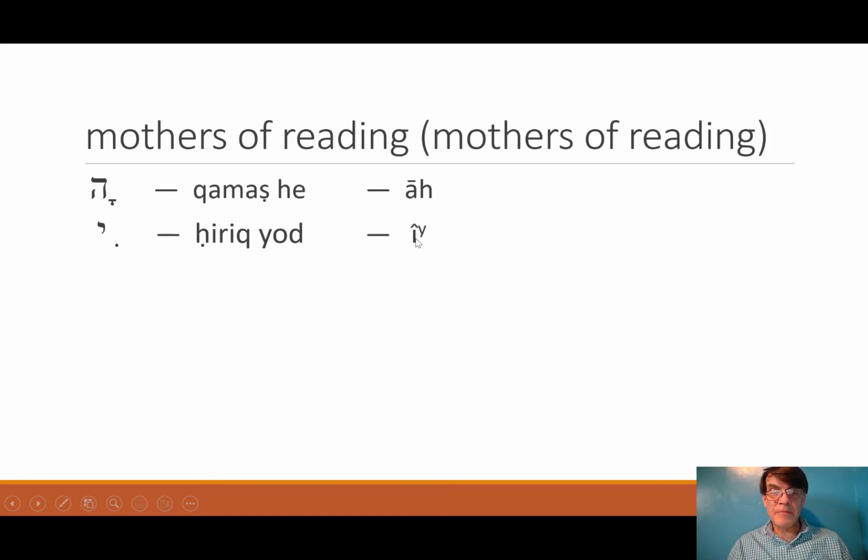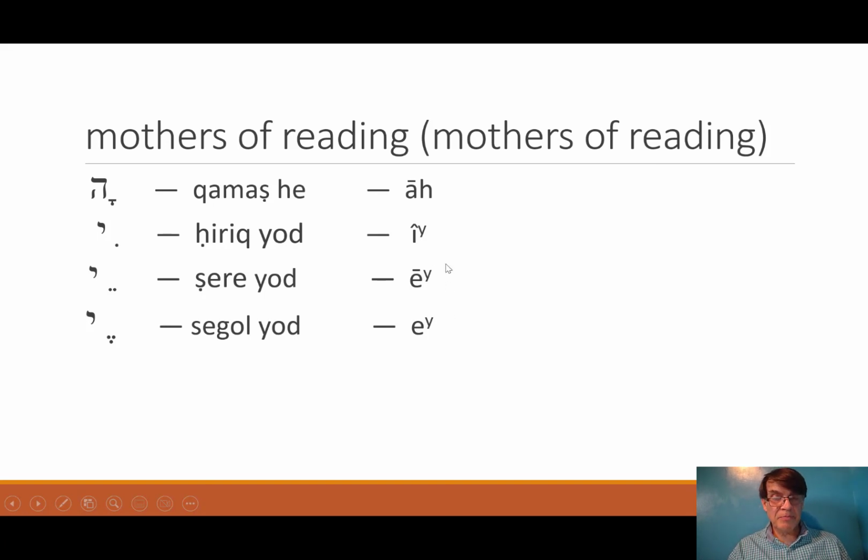So Hirik Yod, it's a long I, so it's not a short I, and I put this little hat on it to say that this is a special kind of I. And then the Yod hiding up there is basically saying, I'm not a real vowel here, I'm just being a piggyback. Same thing with Sere Yod, long E with a Yod. If you want to omit the Y, that's not a problem. Segol Yod, same thing. I'm going to transliterate it like a Segol with a Y up there.